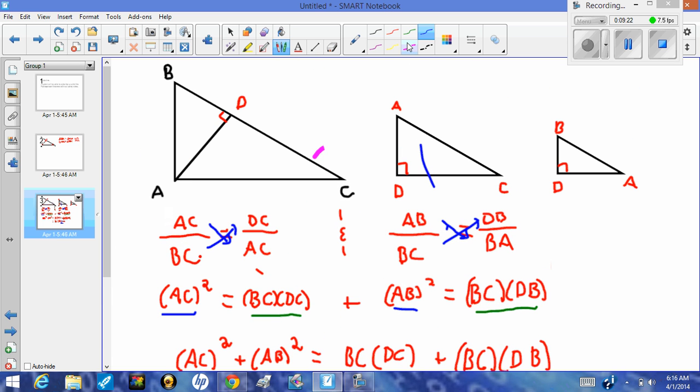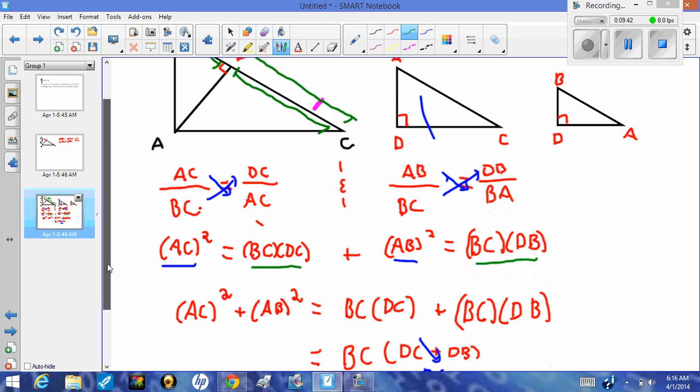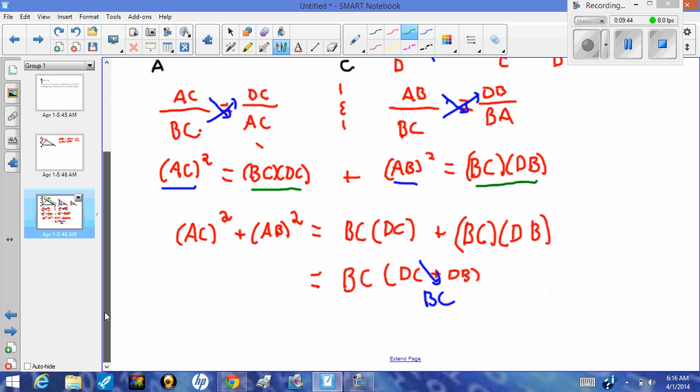So DC plus DB, let's go back and look at that. BC is actually this side length here, and DB is this side length here. If I add those together, I get the entire side length, which is BC. So BD and DC added together is actually BC. And that's why this goes to BC.